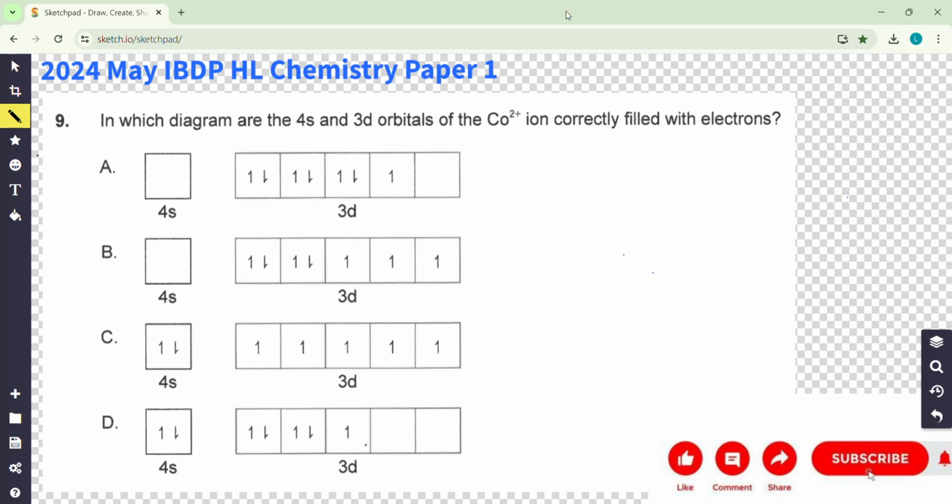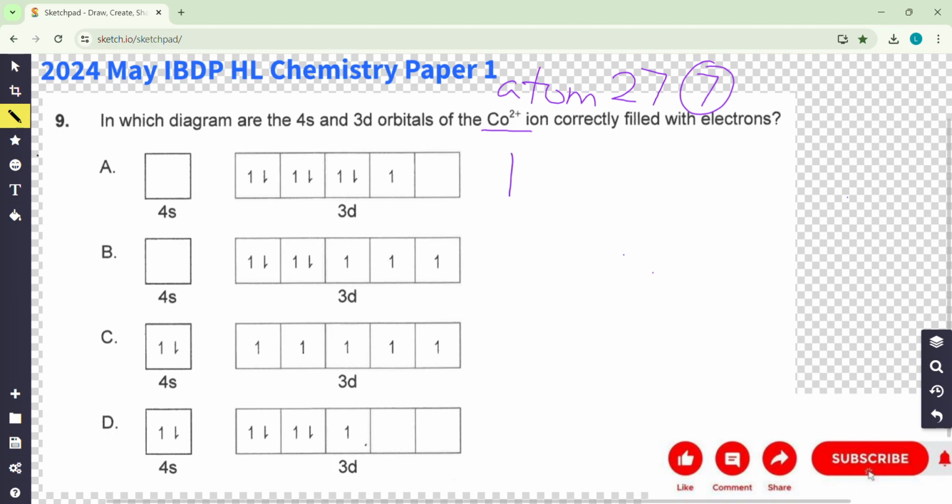Now we are on question number 9. Question number 9 talks about the cobalt 2+. What is the electronic configuration? First of all, look at the cobalt atom first, okay? From the periodic table, you got it that its atomic number is 27, so it has 7 3d electrons.